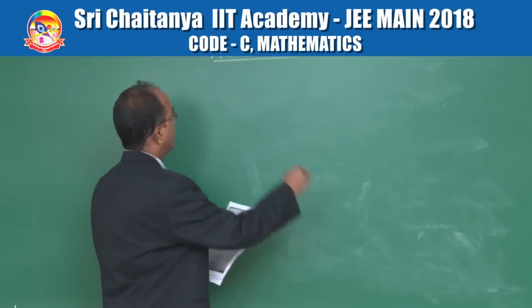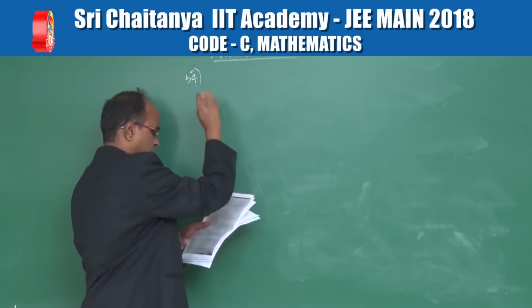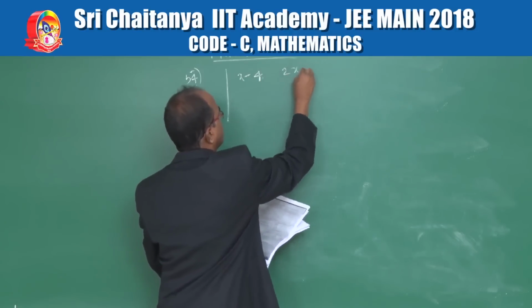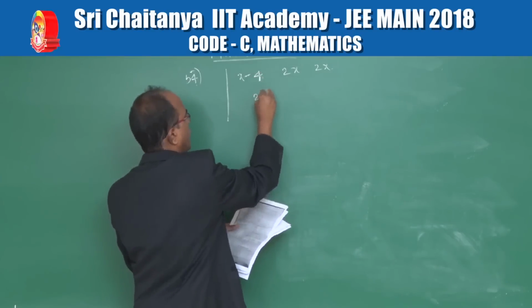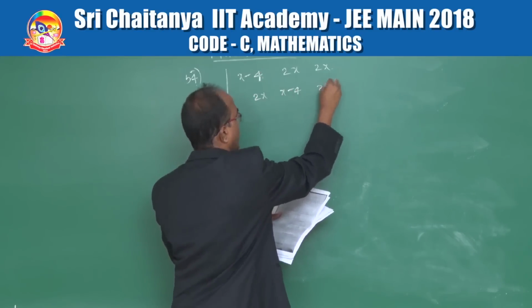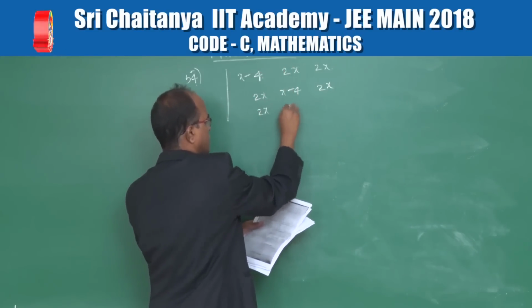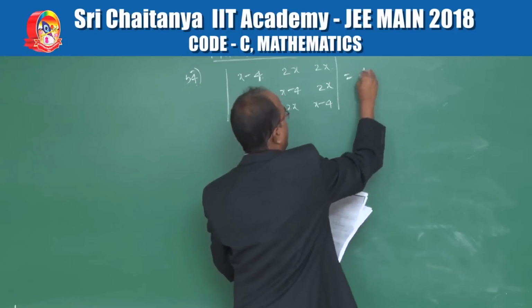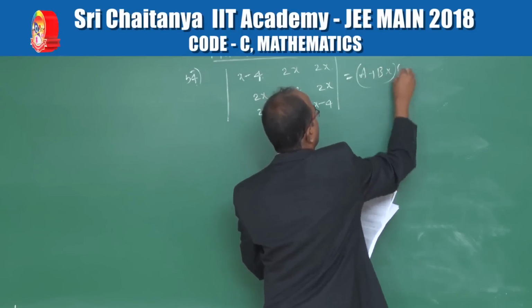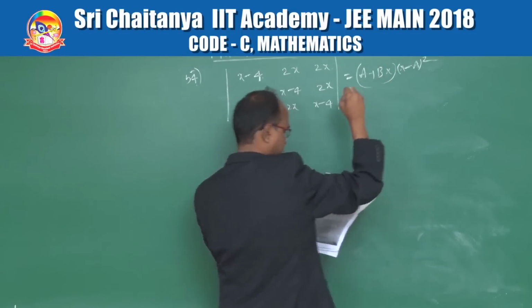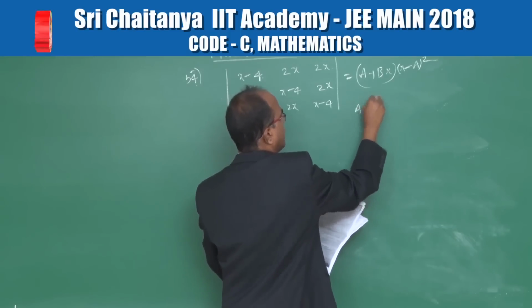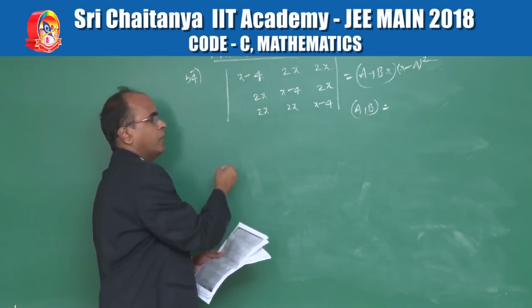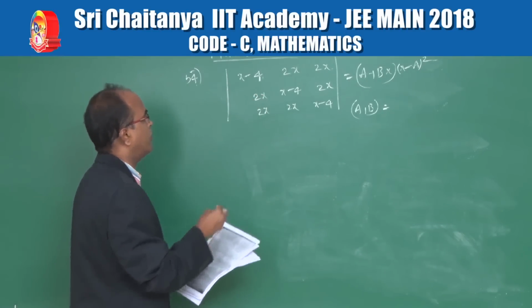We now discuss question 54. Given the determinant with rows (x minus 4, 2x, 2x), (2x, x minus 4, 2x), (2x, 2x, x minus 4) is equal to (a plus bx) into (x minus a) whole square, we are asked to write what the ordered pair (a, b) equals. For the left side determinant, we can now apply either row or column operations.